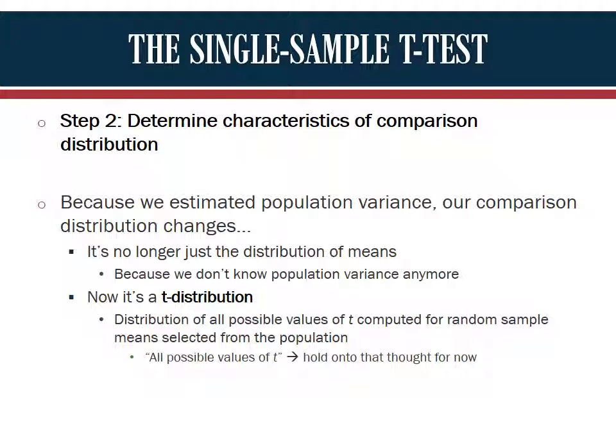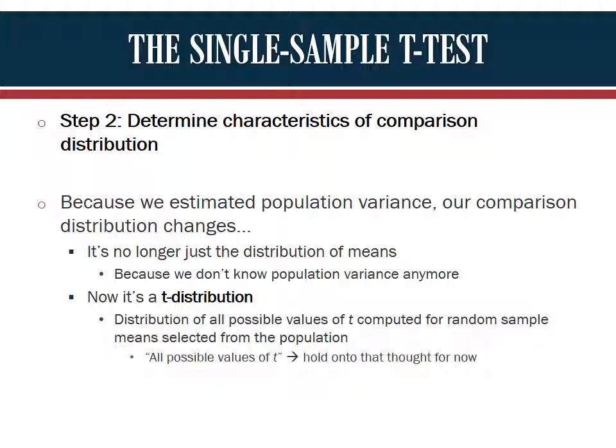So instead of all possible sample means, it's actually all possible values of t. With that idea, all possible values of t, hold on to that thought for now, because on Monday when we come back, we're going to talk about what a value of t is, and we'll return to this idea then. But basically, it's all possible values of t computed for random sample means selected from the population. That second part of the definition, random sample means selected from the population, is the same basic idea as the distribution of means.